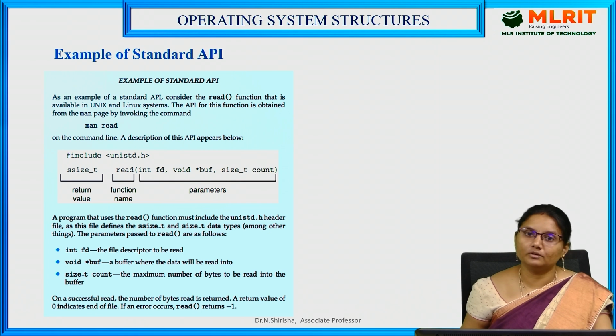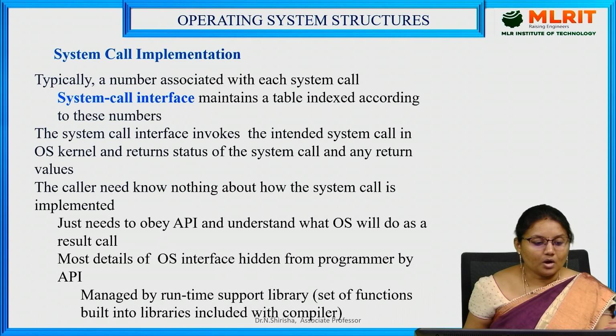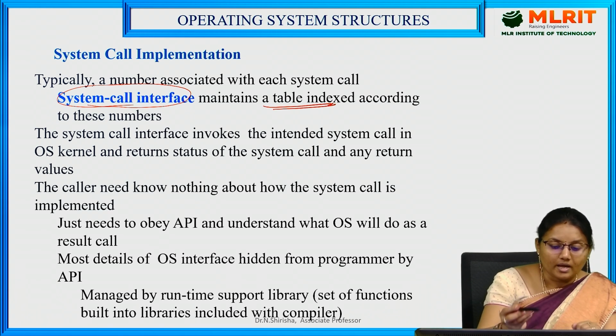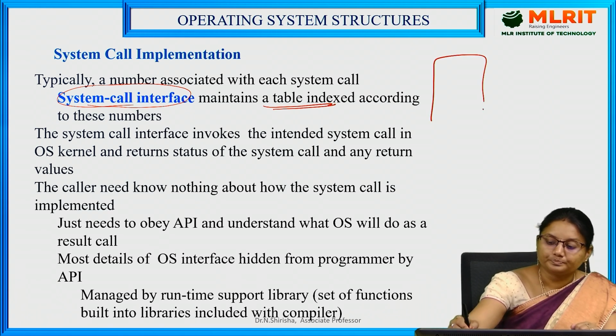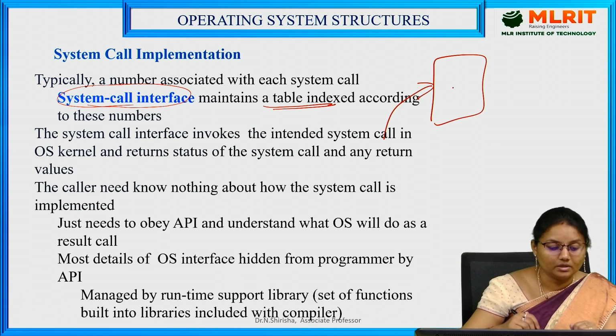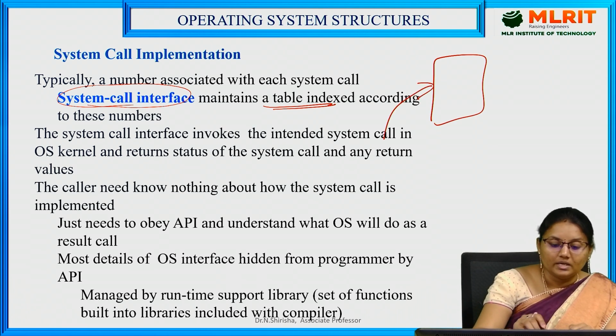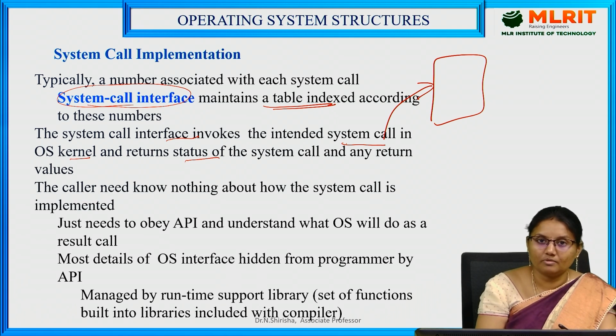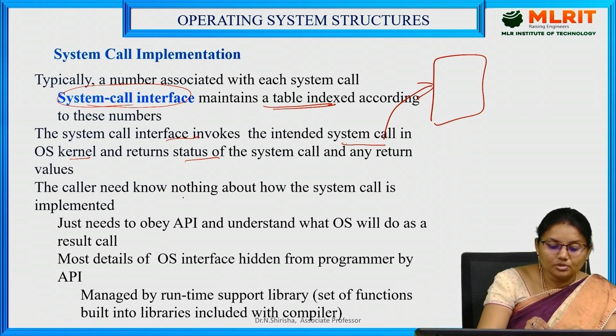Similarly, you will have write, open, close, any sort of operations. And how do you implement it? The number associated with the system call, we call it the system call interface, maintains a table indexed according to the numbers. And when you perform one operation, that is updated into the table, all the operations that you perform. The interface invokes the intended system call in the OS kernel and returns the status of the system call and the value. If it is successful, it returns the number of bytes or the output, and if it is not successful, it returns -1.